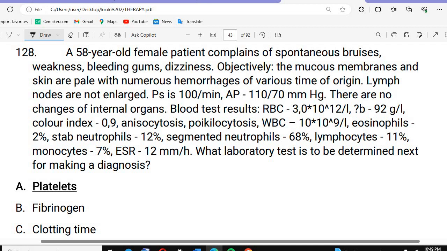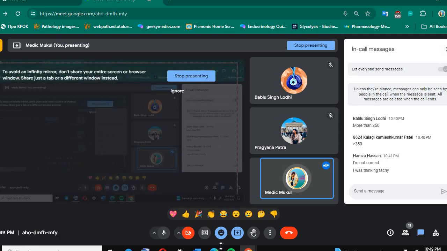We see that this patient has bleeding gums, dizziness, pale mucous membranes and skin, and numerous hemorrhages. Blood test results: color index is 0.9, anisocytosis, poikilocytosis. In which condition do we see anisocytosis or poikilocytosis? What is the meaning of anisocytosis or poikilocytosis?